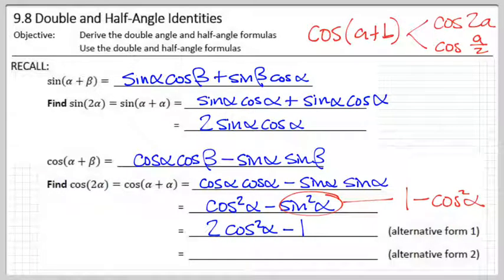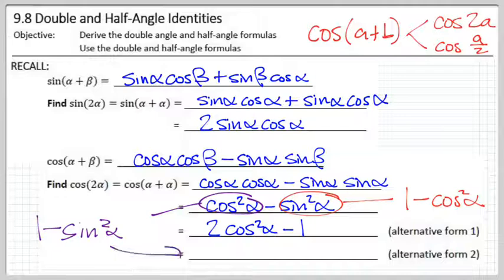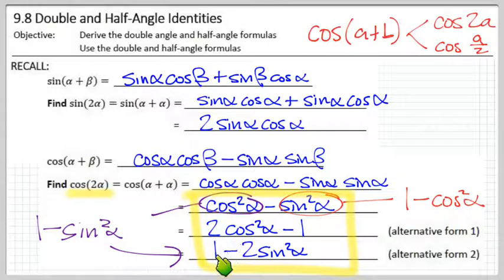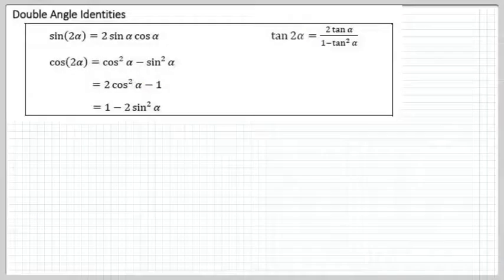That's an alternative form, and we have an additional alternative form where we take this cosine squared and turn it into sine squared, where we think of it as 1 minus sine squared alpha. And then that gives us 1 minus 2 sine squared alpha. So all three of these are equivalent forms of the double angle formula for cosine. Sometimes it's useful to have cosine in there only. Sometimes it's useful to express it as sine. Sometimes it's useful to express it in terms of both sine and cosine. So here are all the formulas right here.